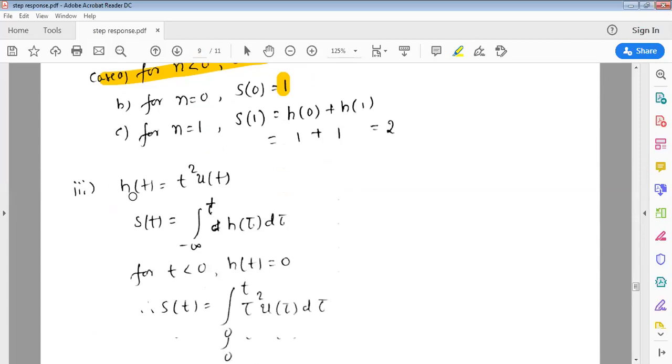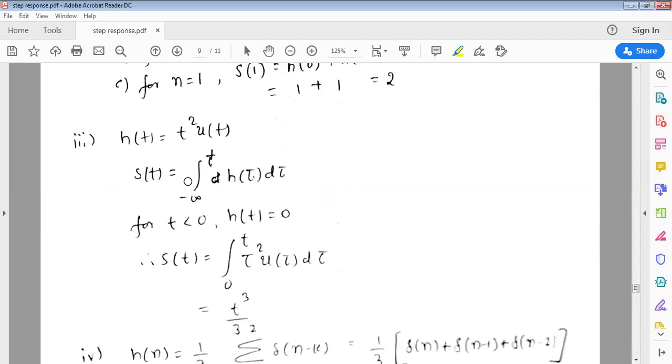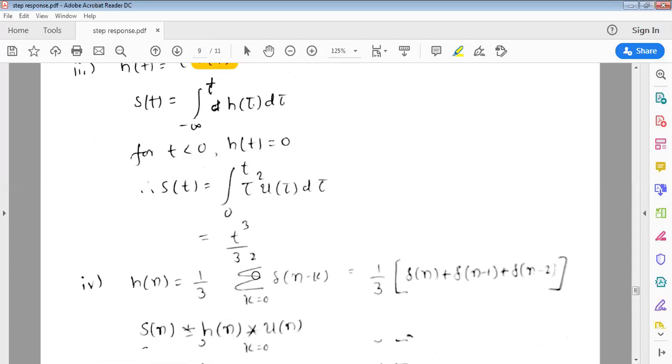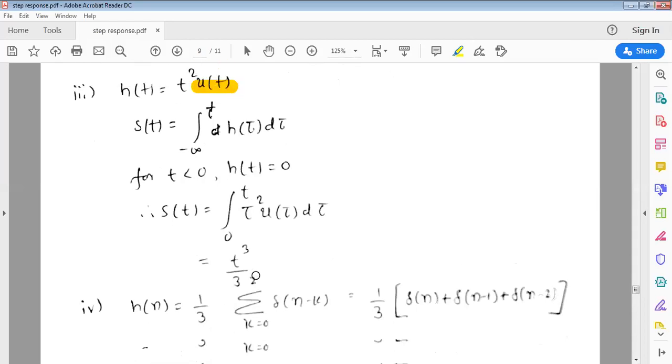Now, let us take h of t equal to t square into u of t. So I'll write s of t is equal to the integral from minus infinity to t of h of tau d tau. So what happens? When t is less than 0, u of t is 0. Therefore, I'll modify the integral as 0 to t of h of tau d tau. What is h of tau? Tau square into u of tau. U of tau becomes 1. Tau square d tau. So what is the integral of tau square? Tau cube by 3. When tau is equal to t, this will generate t cube by 3. Any doubt in this problem?